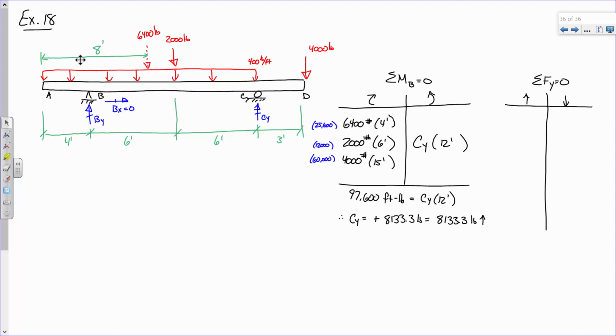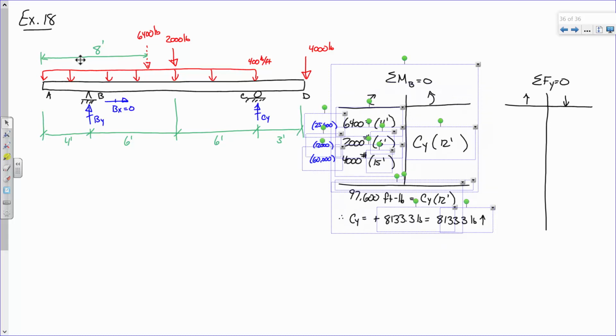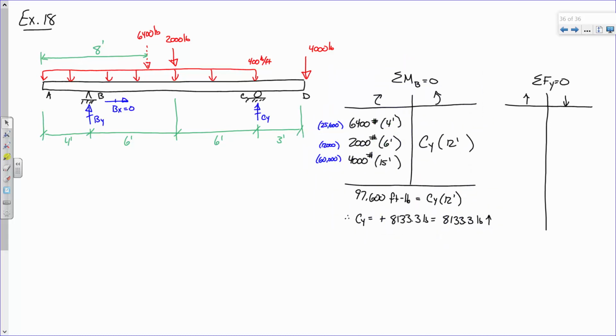All right. Let me move this over just a little bit. Okay, so everything we've got going down, I've got 6,400 pounds. I'll write the little pound sign this time, or lbs. 2,000 lbs and 4,000 lbs. I have BY going up. I have CY is 8133.3. Put pounds on there because I'm running out of room.